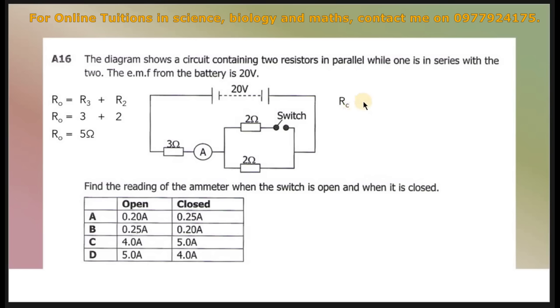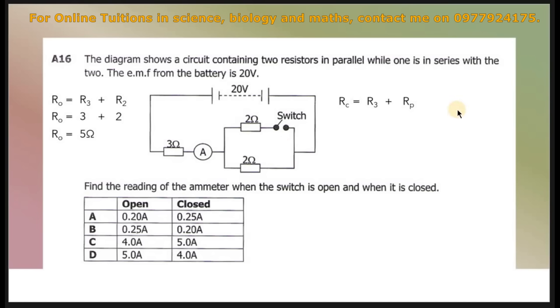See when it is closed. Okay, so you say R is equal to resistor 3 plus, because when it is closed, this resistance will be in effect, and also these two will be effective as well. So the total resistance here, when this is closed, will be resistor 3 plus the resistors in parallel.